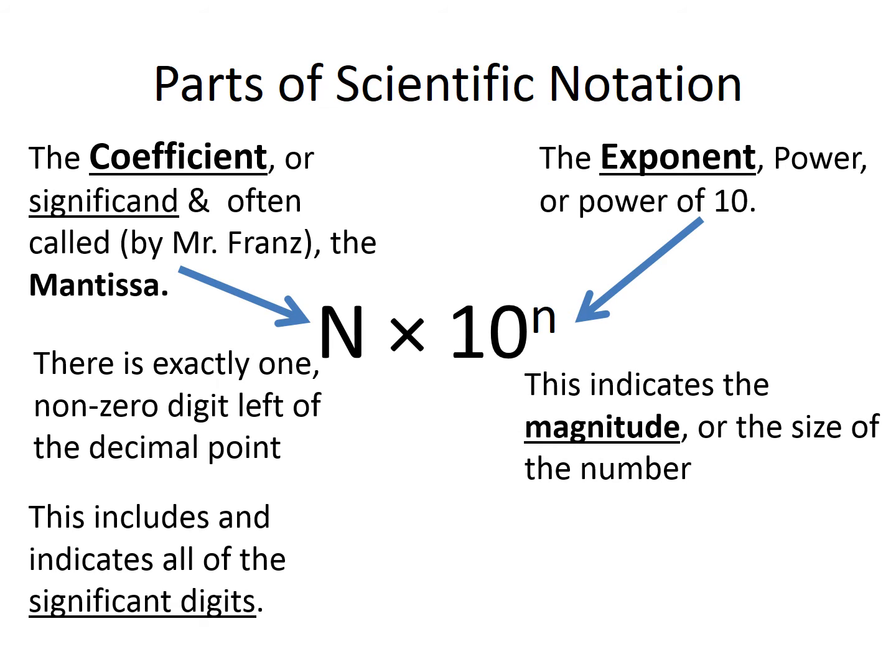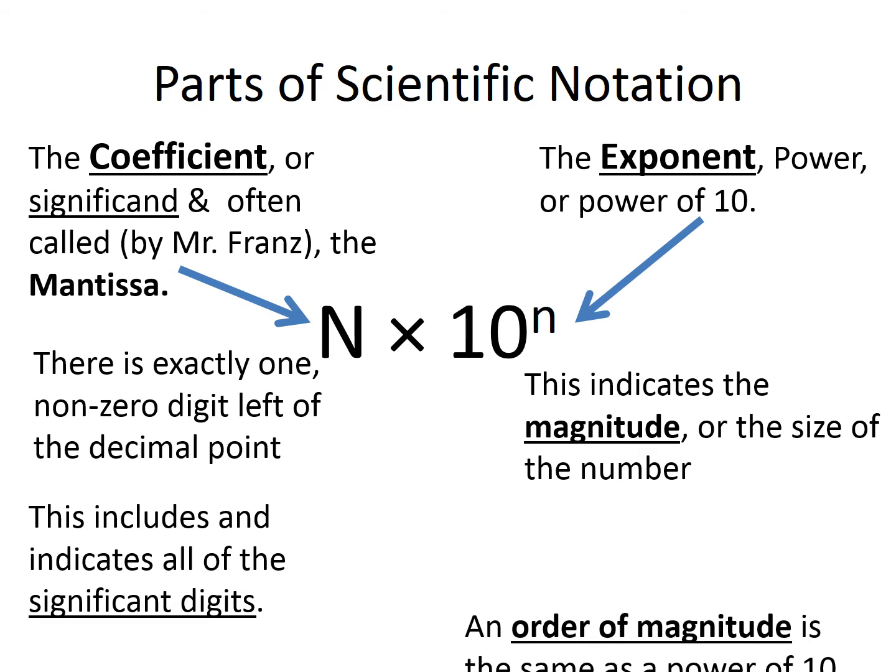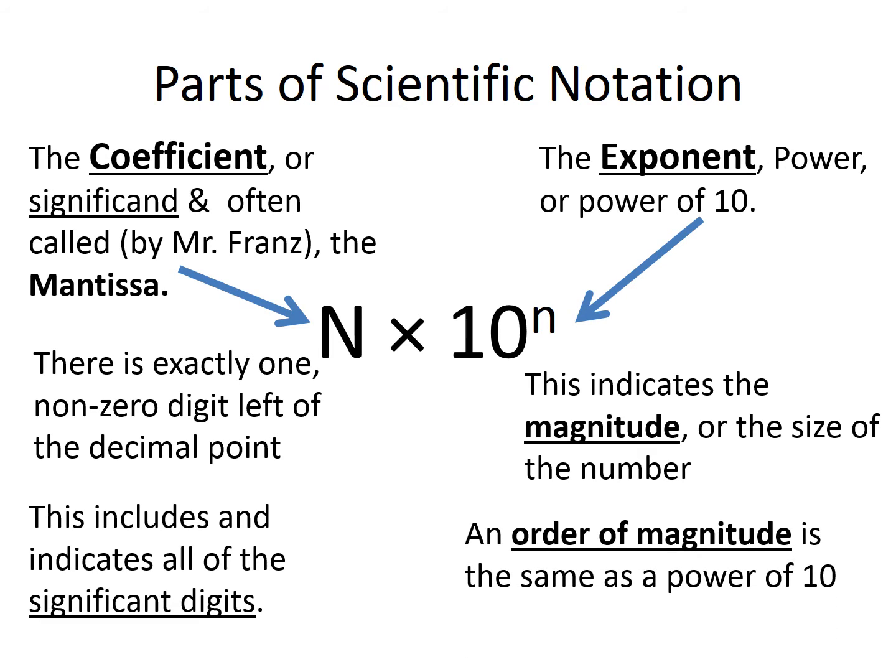That part of the scientific notation indicates the magnitude, or the size of the number, how big it is. An order of magnitude is the same as a power of 10. So if we speak about orders of magnitude, we're talking about within a factor of 10. The metric system is entirely set up around orders of magnitude.